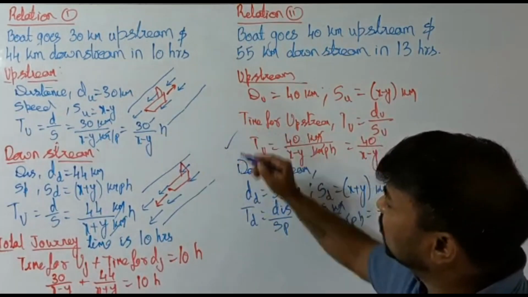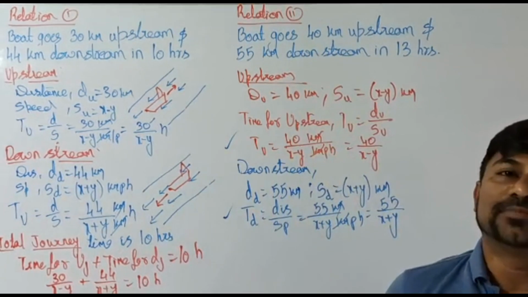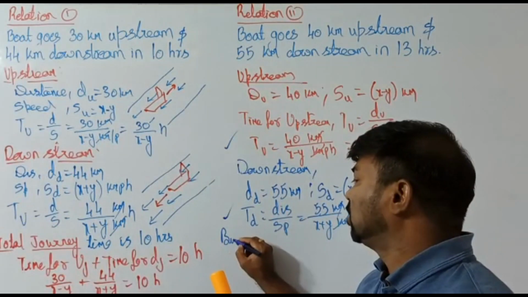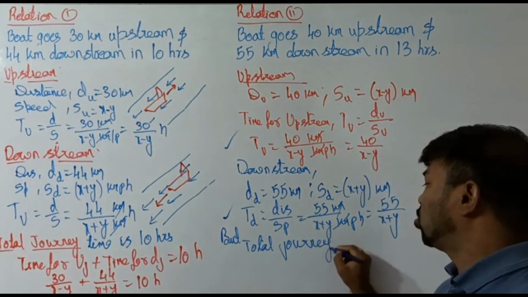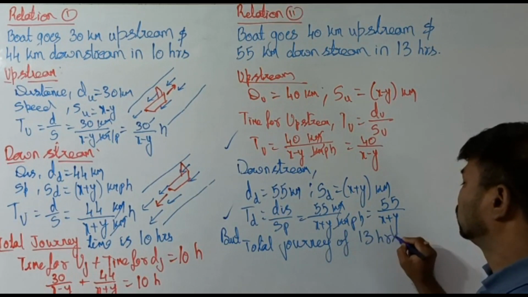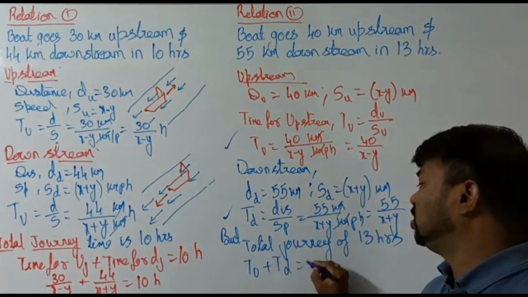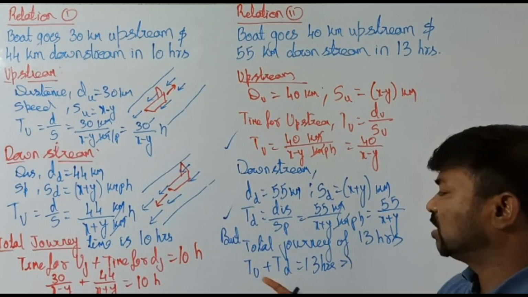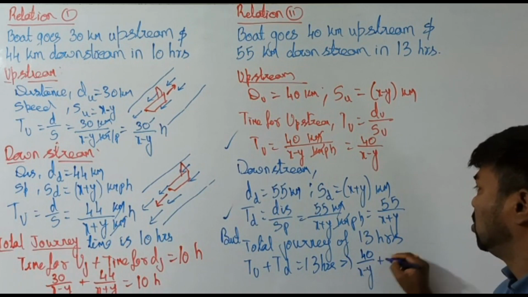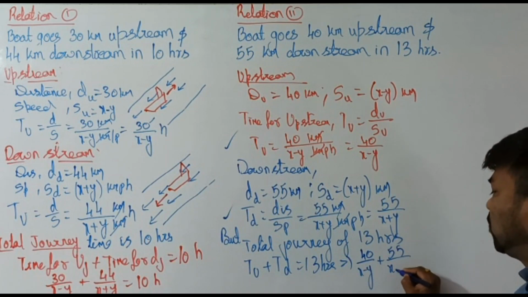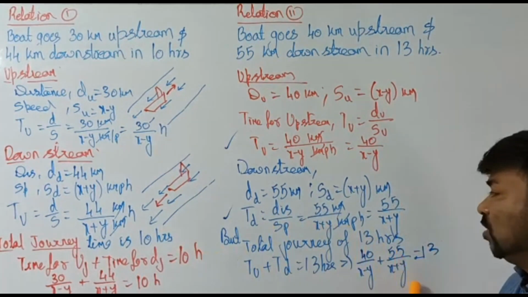So we got the time for the upward journey and the time for the downward journey, but the total, how much is that? It is 13 hours. What does that consist of? Time for upward journey plus time for downward journey equals 13 hours. Which implies 40 by x minus y plus 55 by x plus y equals 13 hours. So we got equation 1 here and equation 2 here.